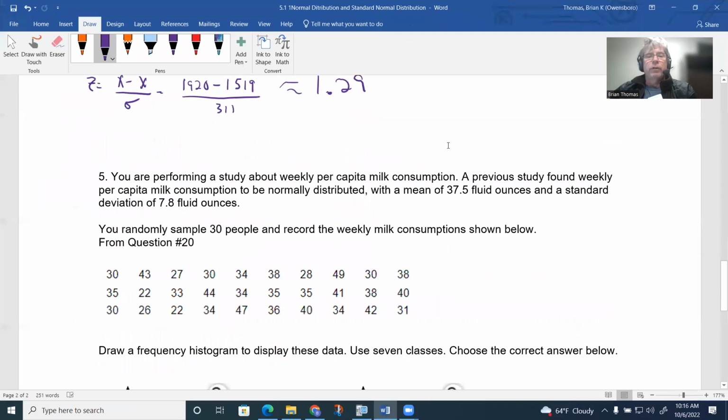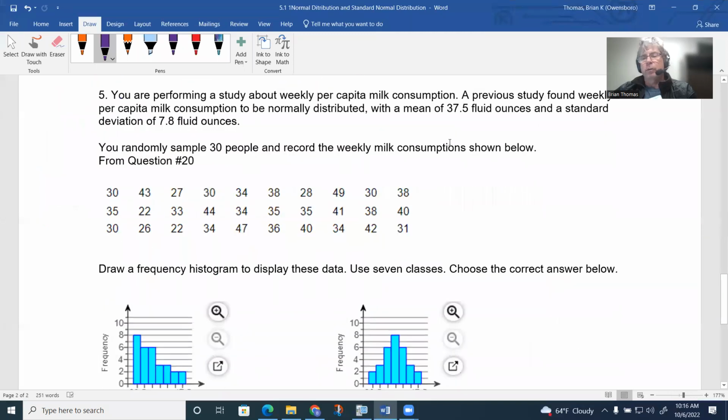Another example we have is doing what's called a histogram again. We did this back in Unit 1, I believe. So let's review that again and see if we can put this together. You're performing a study about weekly per capita milk consumption. A previous study found weekly per capita milk consumption to be normally distributed, with a mean of 37.5 fluid ounces and a standard deviation of 7.8 fluid ounces. So you randomly sampled 30 people and recorded weekly milk consumptions shown below.